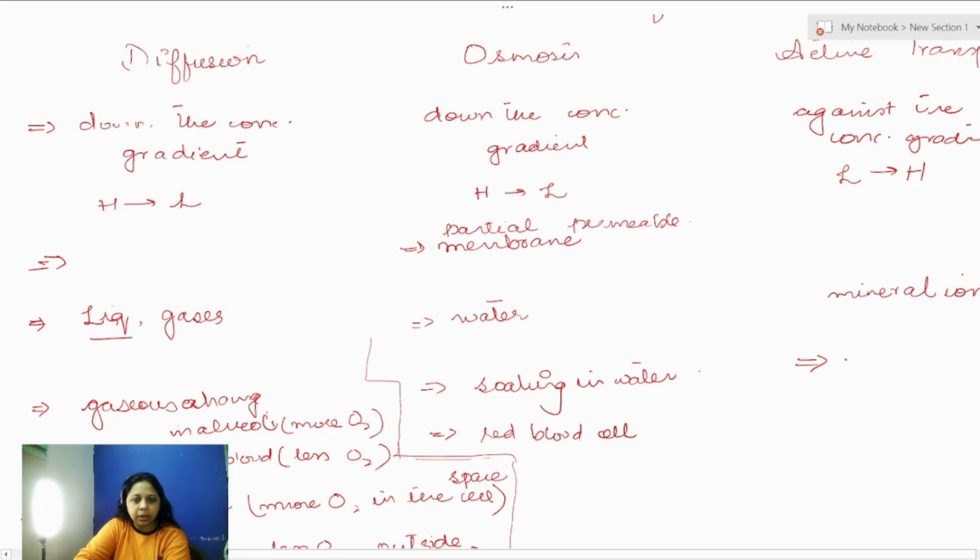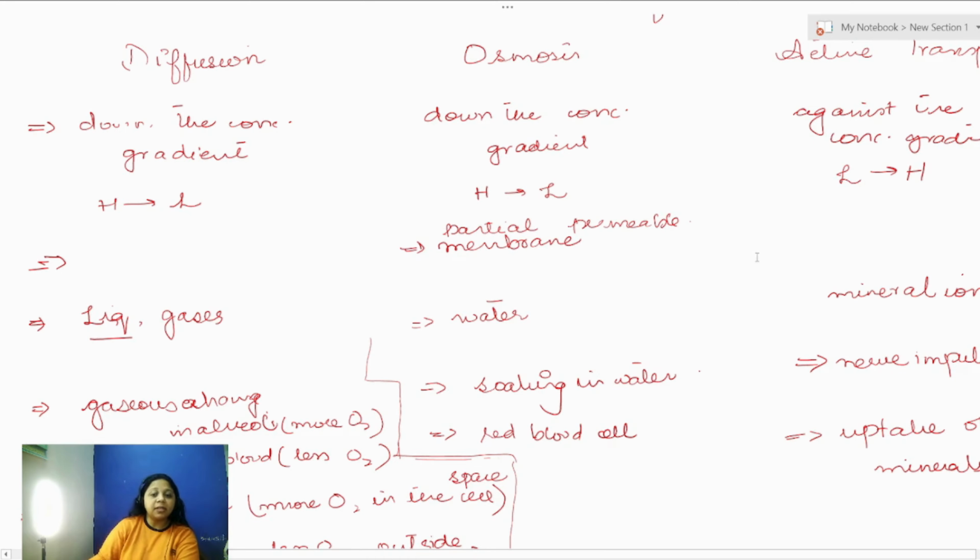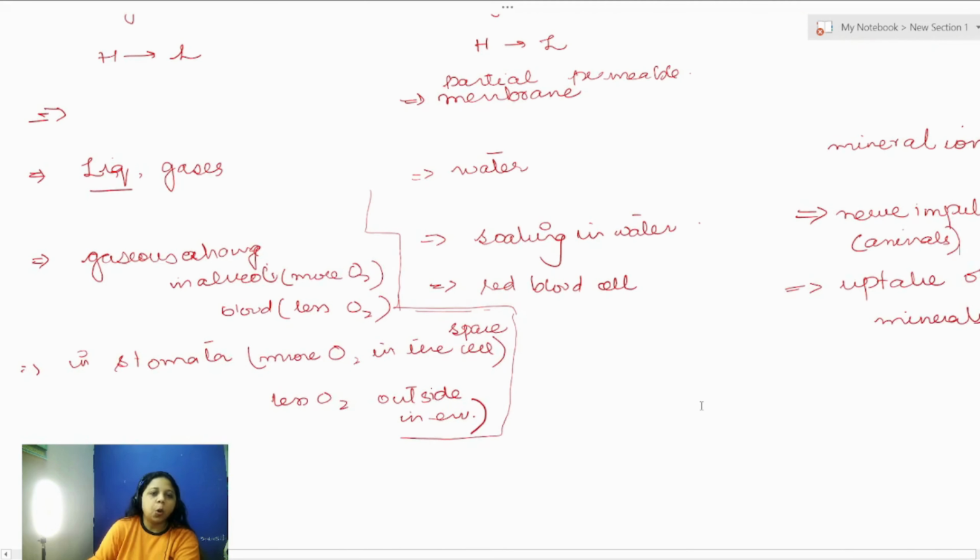Give me an example of active transport in animals and in plants. In animals, nerve impulse, and in plants, uptake of minerals. What is a nerve impulse? Good, an electrical signal that travels along the neuron. Now let's talk about each in detail.